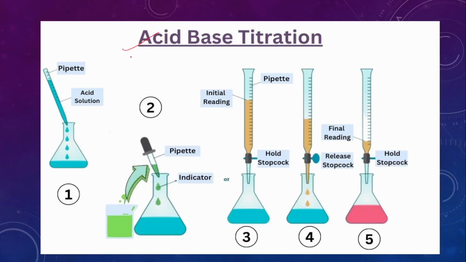This is the acid-base titration. This is the analytical procedure used to determine the concentration of an acid or a base. The basic principle of the acid-base titration is the neutralization reaction between the acid and the base, and here the acid and base give rise to salt plus water.